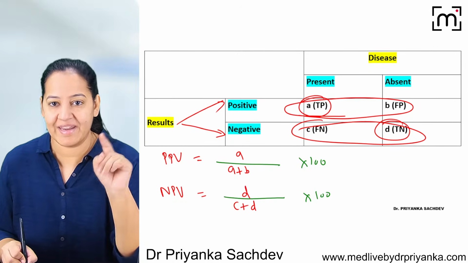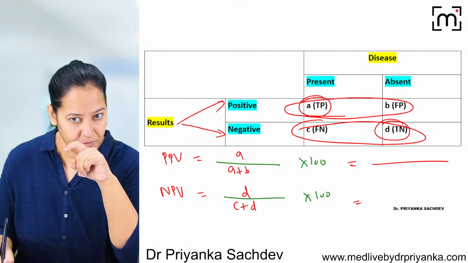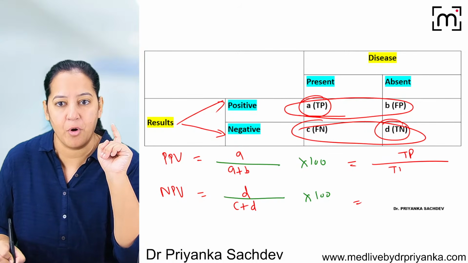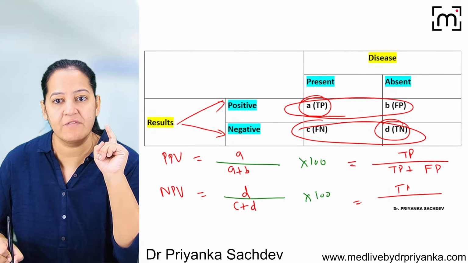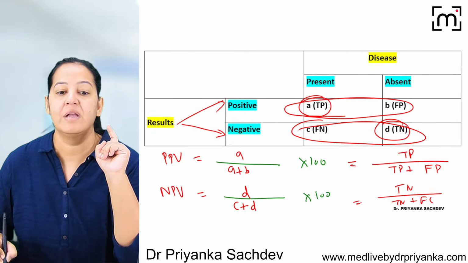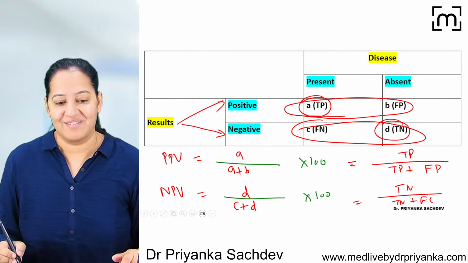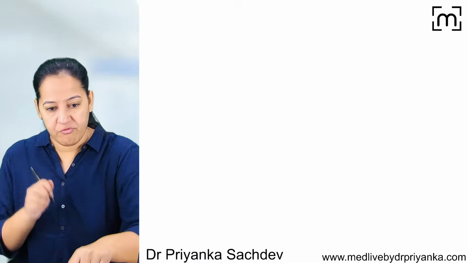I hope you are getting it. So what will be the formula? Say, ma'am, true positive upon true positive plus false positive; here, true negative upon true negative plus false negative. So only the denominator is changing. Got my point? So can you tell me the four formulas together?